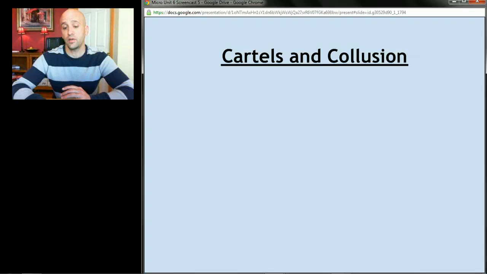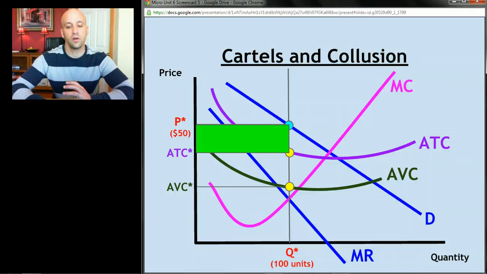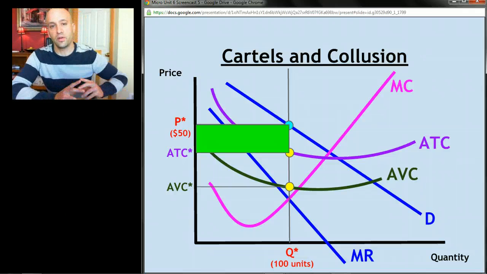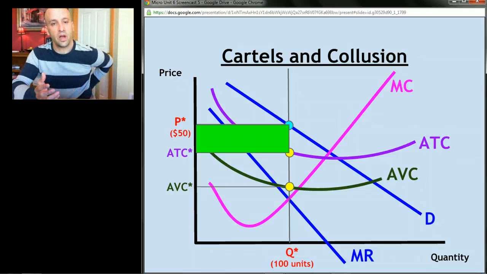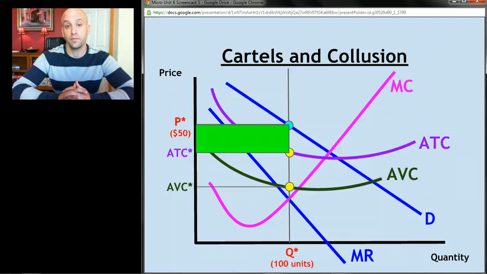All right, so cartels and collusion. If oligopolists can collude, if they can make those agreements and stick to it, then theoretically they could collectively just act like a monopolist and split monopolist profits. That's essentially what a cartel is. So this is really the only graph that we're going to see in oligopolies, and it's just really a monopoly graph. Imagine this was a monopolist that was making this green rectangle worth of profits.